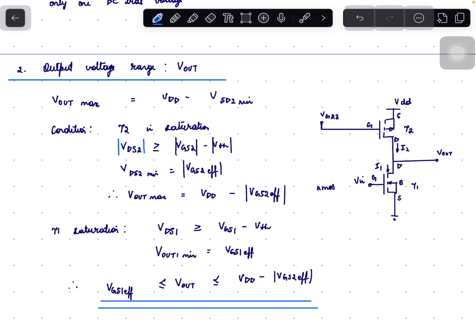So the VDS2 minimum value, that is magnitude, will be equal to VGS2 effective. So Vout maximum will be VDD minus the drop across T2, that is nothing but VDD minus VGS2 effective. Vout minimum cannot be ground or 0 since T1 has to be in saturation. The condition for saturation is VDS1 should be greater than VGS1 minus VTH. So Vout has to be greater than VGS1 effective. That is the condition for the minimum value.